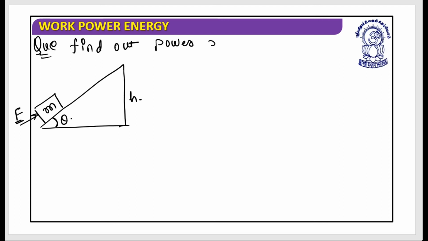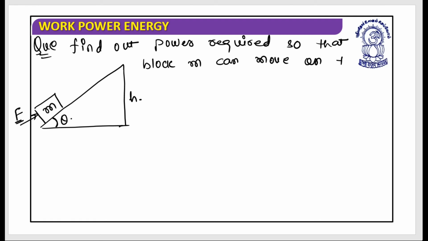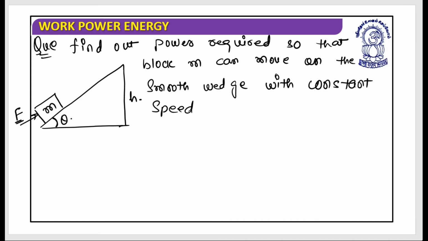So what I need to do is find out the power required so that block M can move on the smooth wedge with constant speed v. This is required. So let's have an FBD of this system, to see which are the forces that are required.